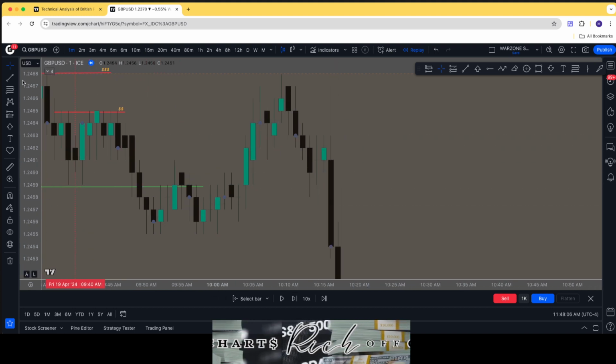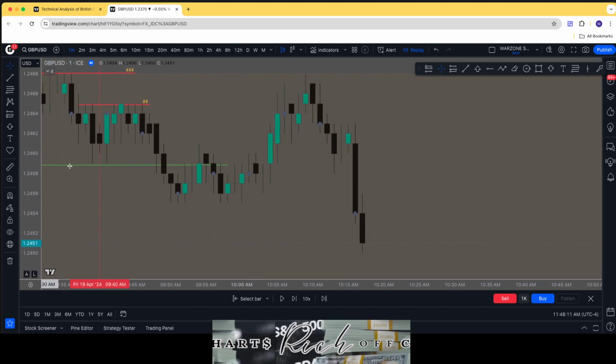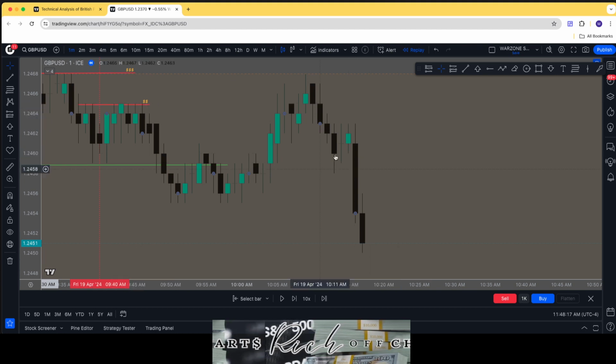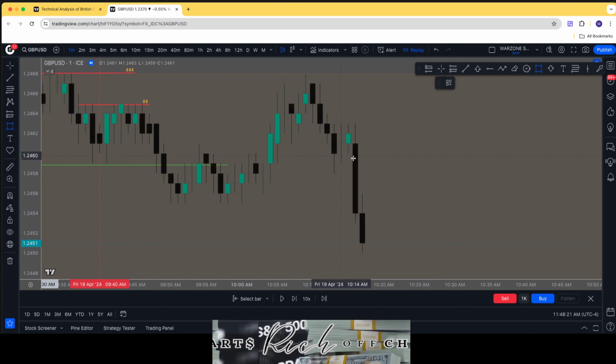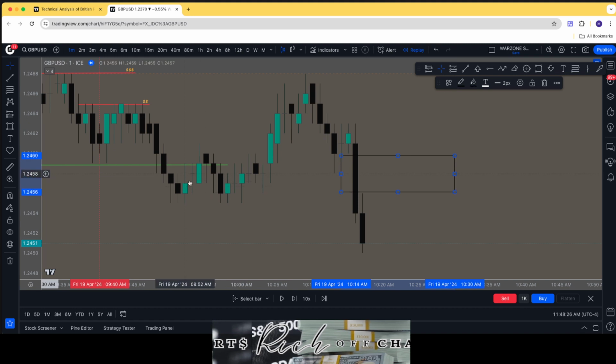There it is. Boom. So what ICT teaches is when the market is ready to make a transition, it'll respect certain prices, right? And then once it's ready to proceed, it'll leave what's called an imbalance. You see how the majority of these candles here, they are connected.